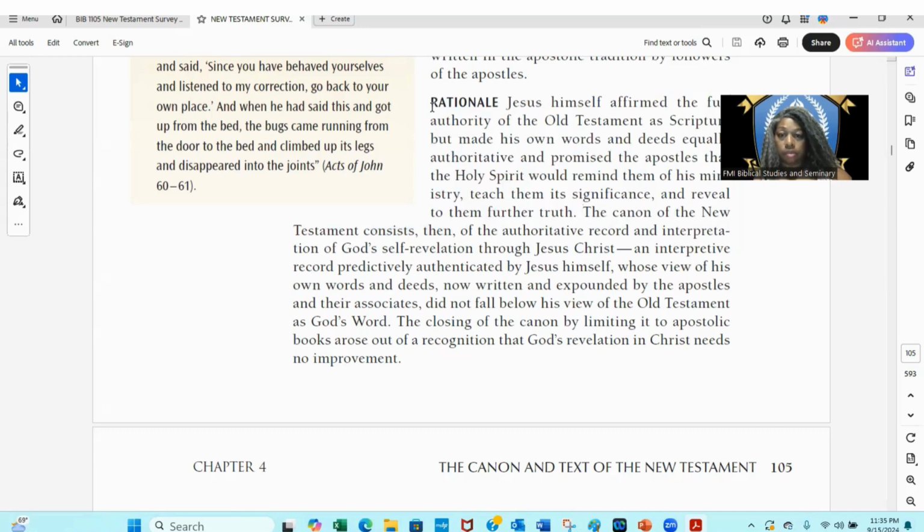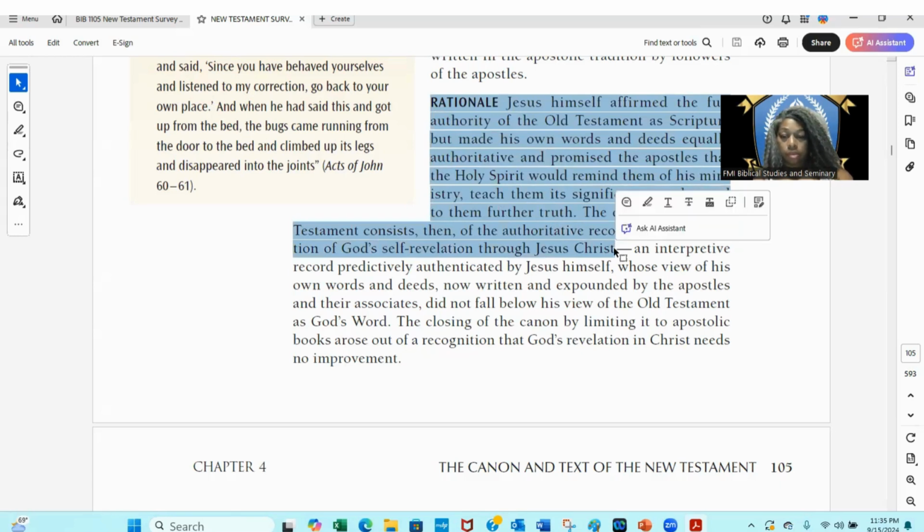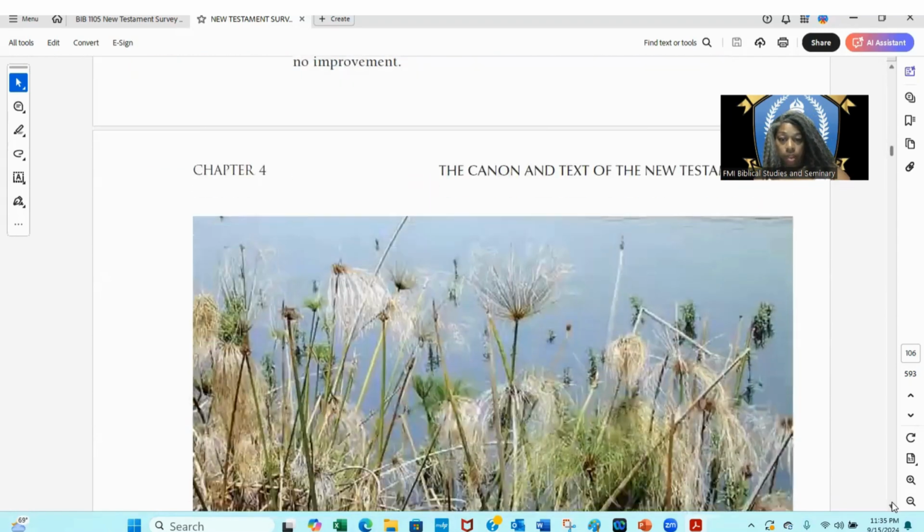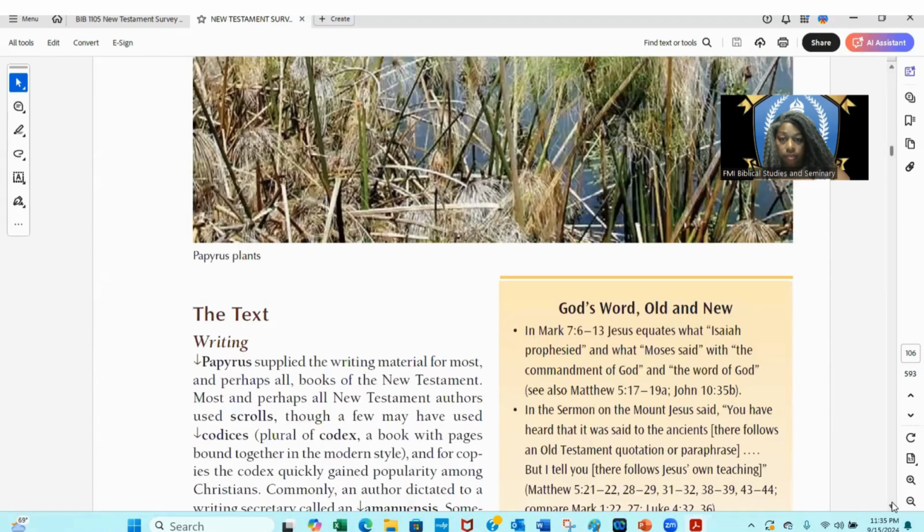Uh-oh. Do Control C. But I do want to keep going to see what else is here.